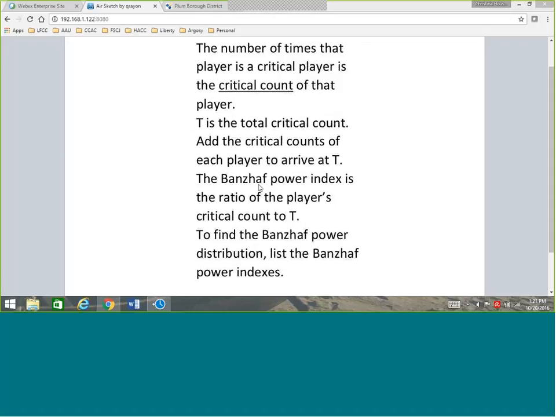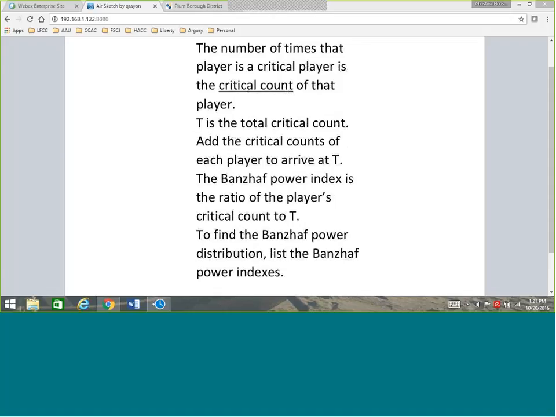You look back to see how many times was player 1 a critical player. That's player 1's critical counts. Then you look back at player 2. How many times was player 2 a critical player? That's player 2's critical count. So for each player, you need to find their critical counts. That'd be how many times each of them was underlined. If you underline them in the list, that really helps.